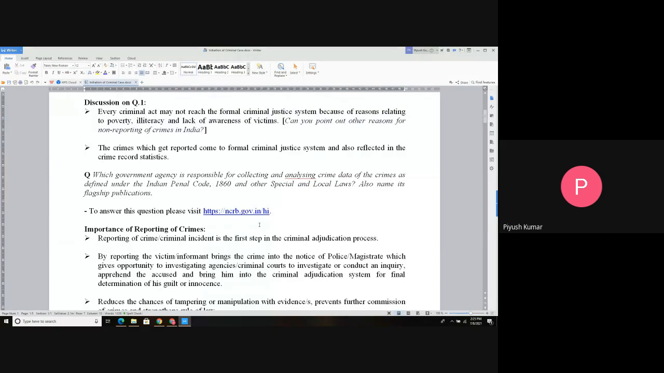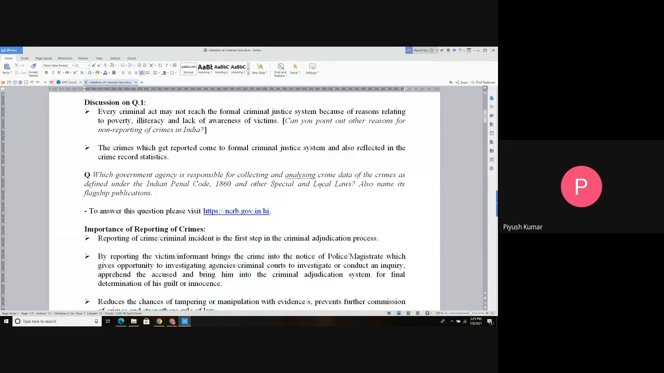So NCRB recently has started an initiative of compiling the data of cyber crimes. So that is one of the innovations which NCRB has recently made in their collection and analyzing of crime data.